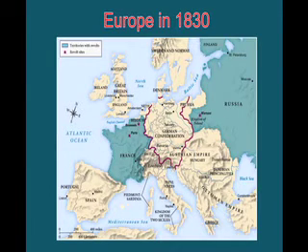So here we see a map of Europe in 1830. You can see the German Confederation as well as Russia and France. Greece down there as part of the Ottoman Empire, but Greece establishes its independence, so that's why it's named separately.